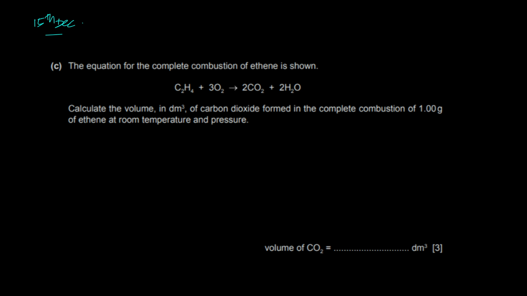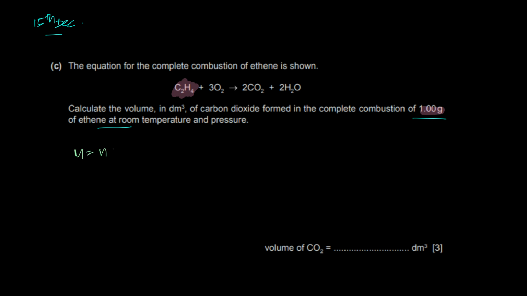Okay, calculate the volume in decimeter cube of carbon dioxide formed in the complete combustion of 1 gram of ethene at room temperature. So he's giving you the data for ethene. Ethene is this fella right here, in case you've forgotten. And he's saying calculate carbon dioxide. So, what are the 3 steps for stoichiometry? Convert the mass into moles. Use the balanced equation to jump from the moles of ethene to the moles of carbon dioxide. And then convert the moles of carbon dioxide into what? Into volume. V is equal to n times 24, because at RTP it's 24 dm cube. 1 mole of any gas occupies a volume of 24. Done. So let's calculate it.